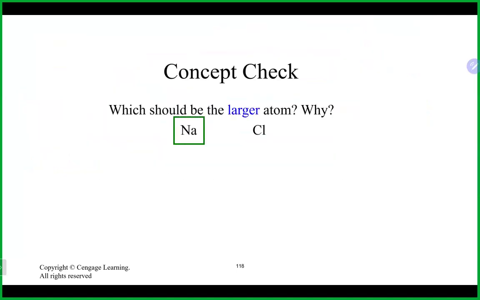So which one should be larger, sodium or chlorine? If we look at the periodic table, they're in the same period. Chlorine is further to the right, which means it should be smaller based on those periodic trends, and sodium should be larger. Which one is the larger atom, lithium or cesium? They are in the same group, group 1 on the periodic table. Cesium is towards the bottom. Lithium is towards the top. Remember, size increases as you go down a group. So cesium here should be the larger atom in this case.